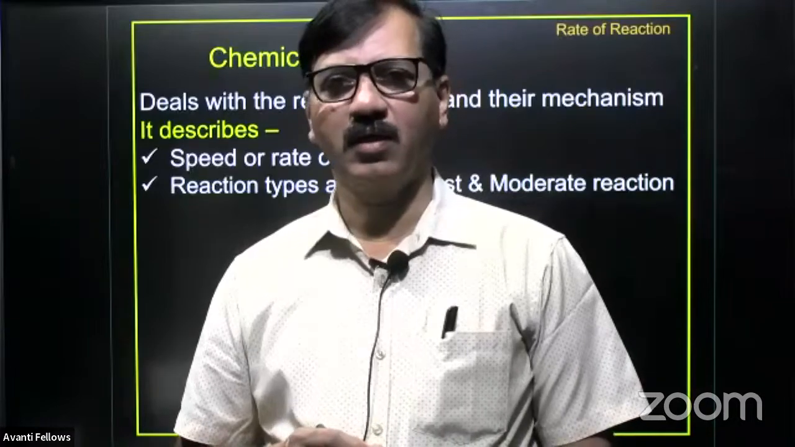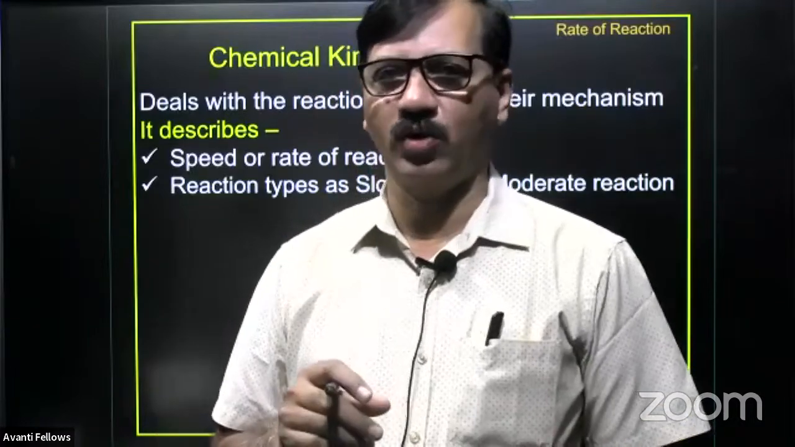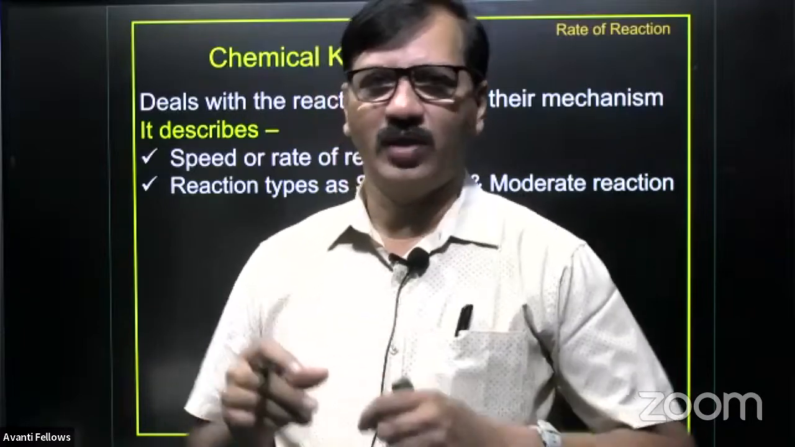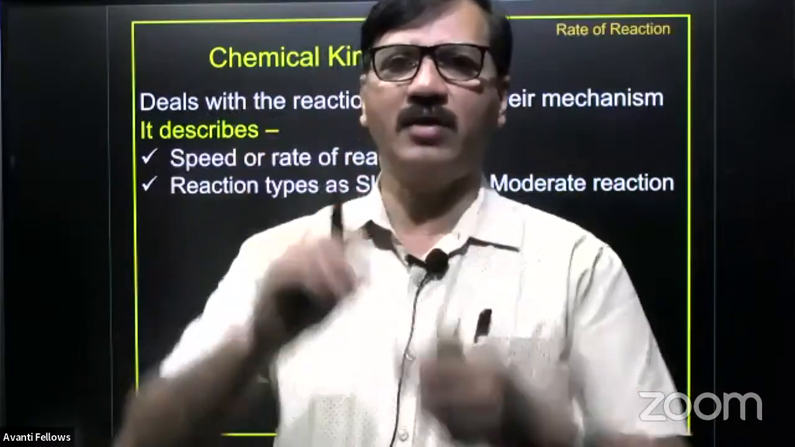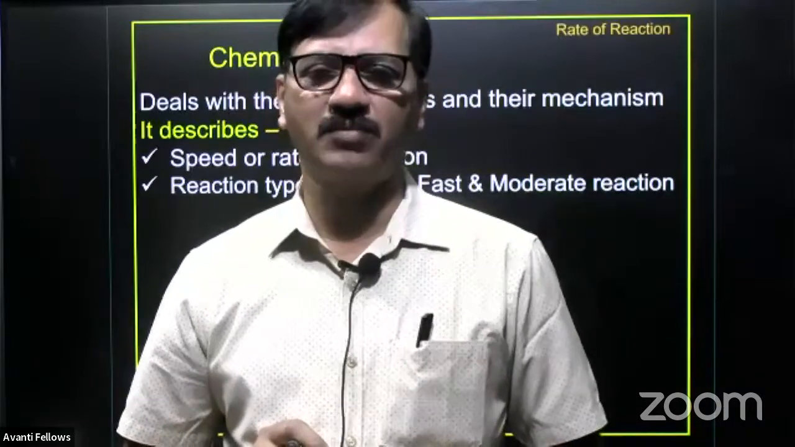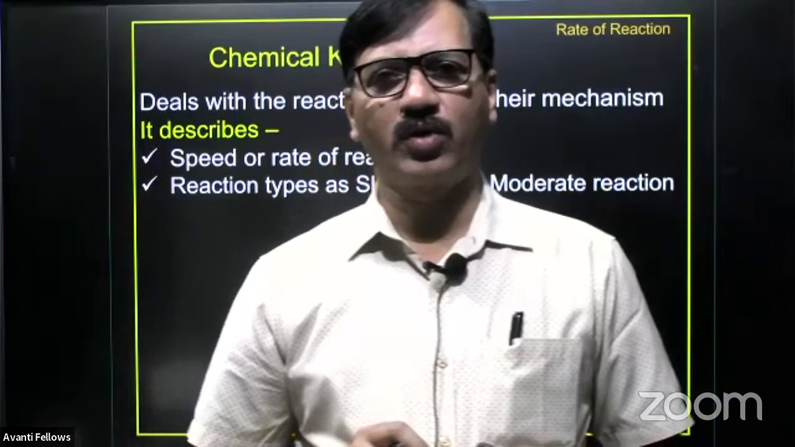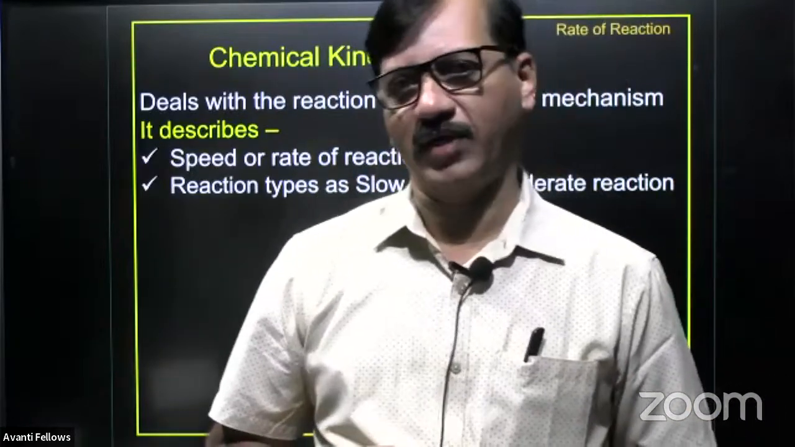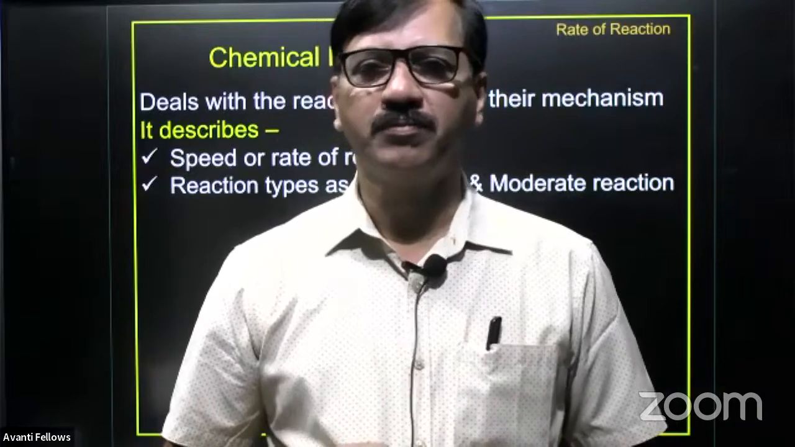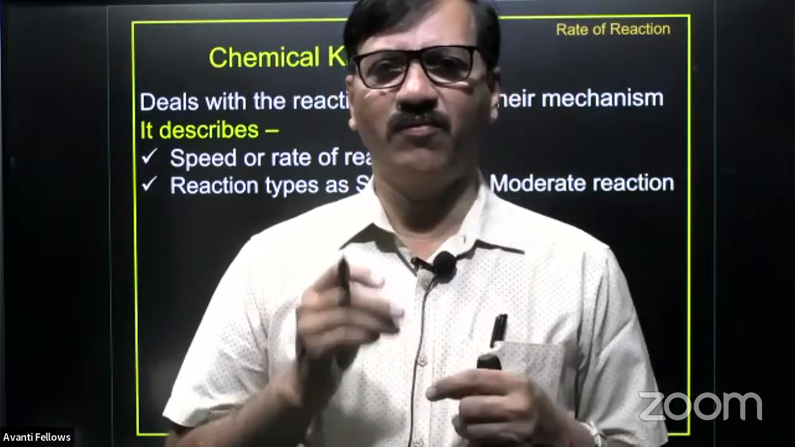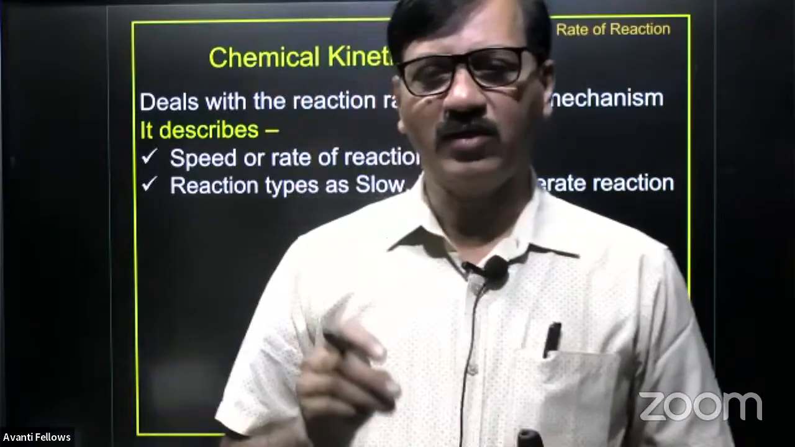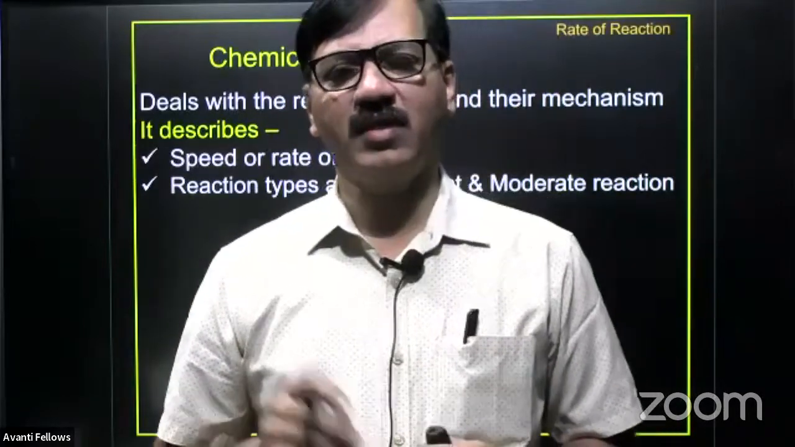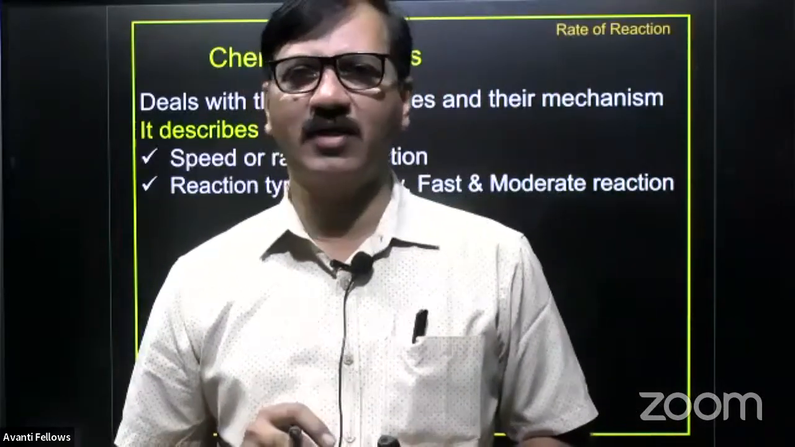Suppose in your chemistry laboratory, you have taken a solution of barium chloride in one test tube and sodium sulfate in another test tube, and you mix them, immediately they give a precipitate of barium sulfate. Barium chloride plus sodium sulfate gives a precipitate of barium sulfate, an indication of the sulfate group. So this reaction occurs in a fraction of a second. I mean, the reactions are very, very fast. These reactions are ionic reactions, and ionic reactions are usually very fast.